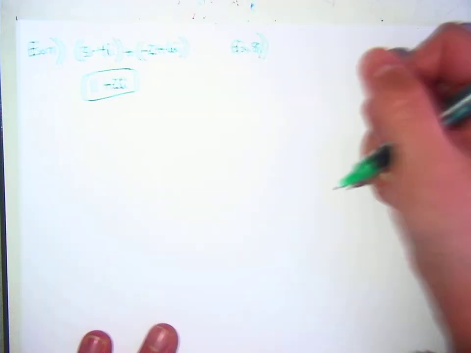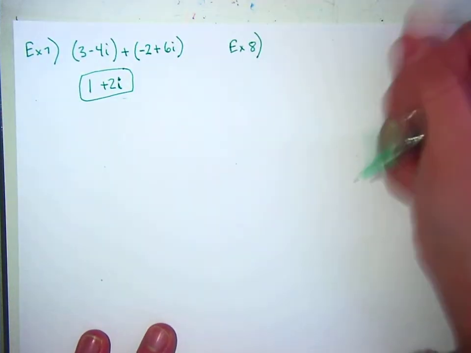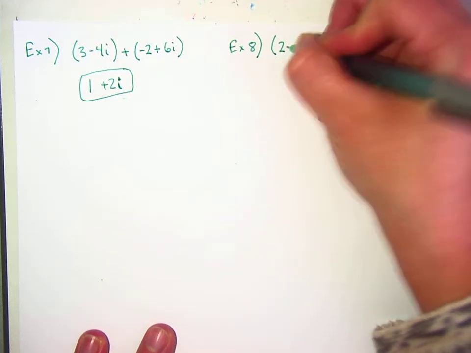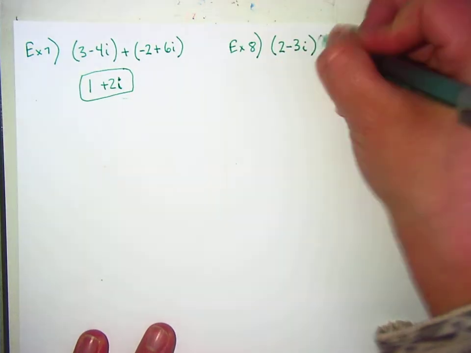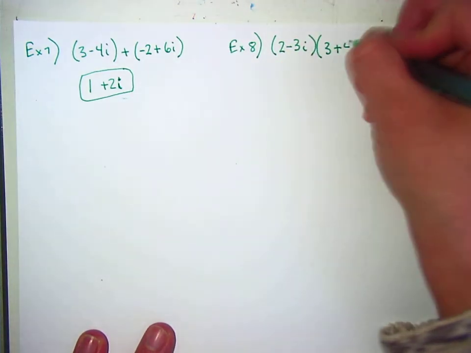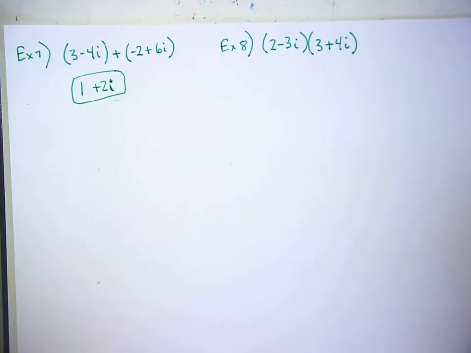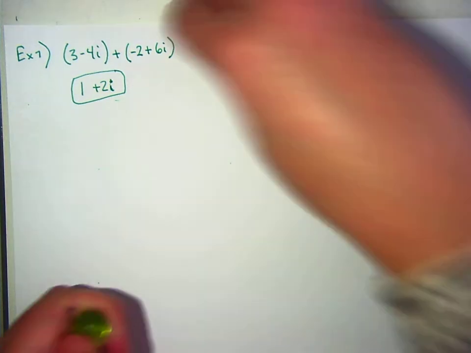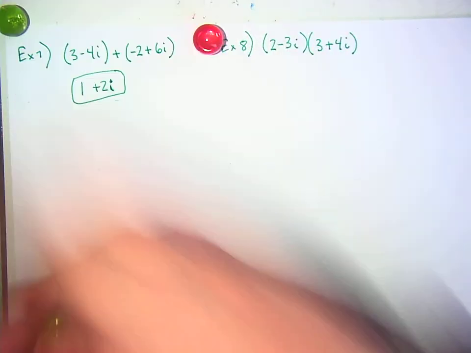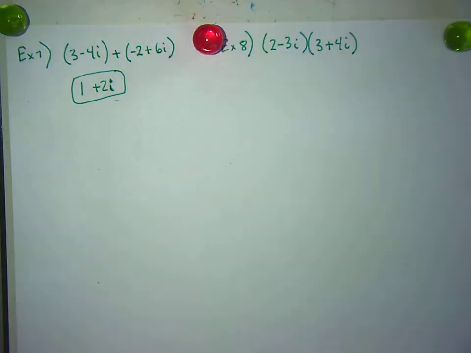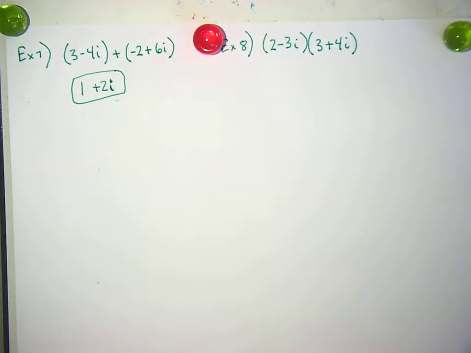Example 8, last one. Let's do this. 2 minus 3i times 3 plus 4i. All right, now before you start going on this problem, this is multiply, not adding, right? So you're not going to combine like terms. How do you multiply two things in parentheses like that? FOIL or the box. And remember this, look at me. i squared equals negative 1. So when you get an i squared after doing the box or the FOIL, change that i squared to a negative 1. Simplify with your partner, okay?